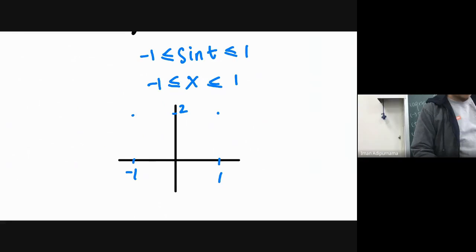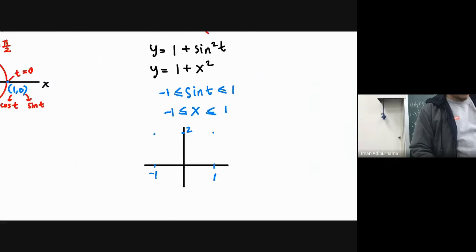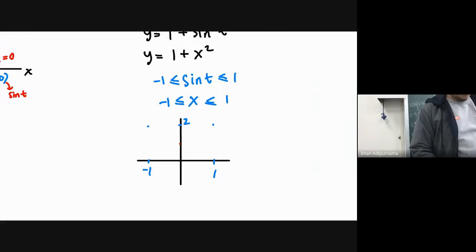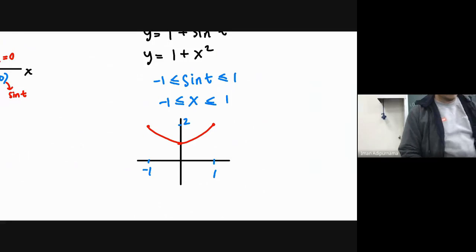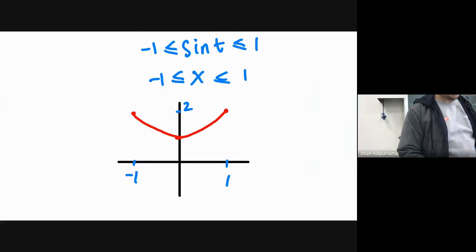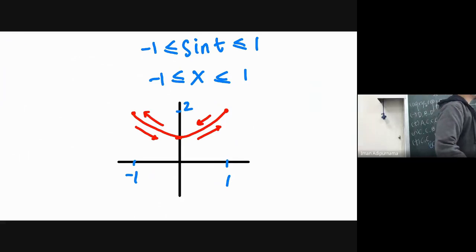And when x is 1, maybe around here. So it's actually circling like from here, going here, and then back. It's also circular motion, but it's not a full circle.